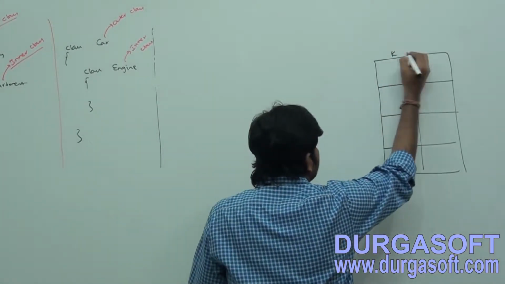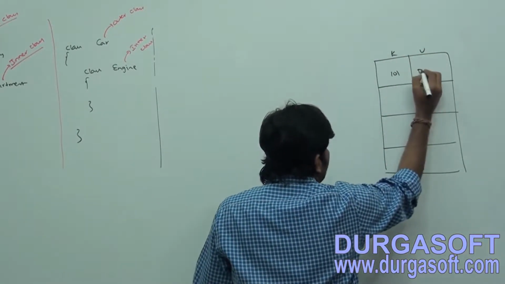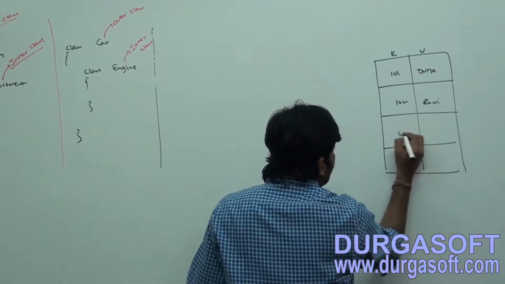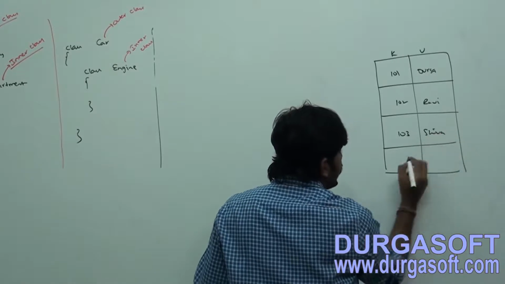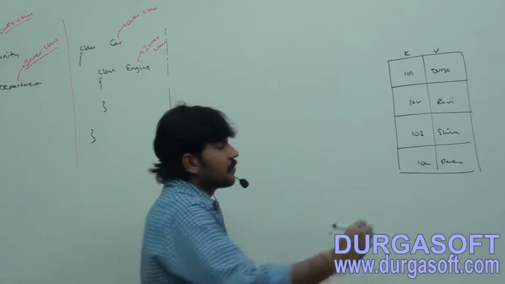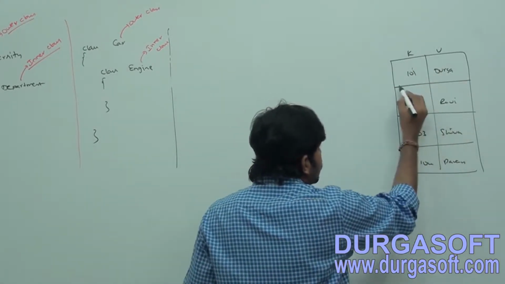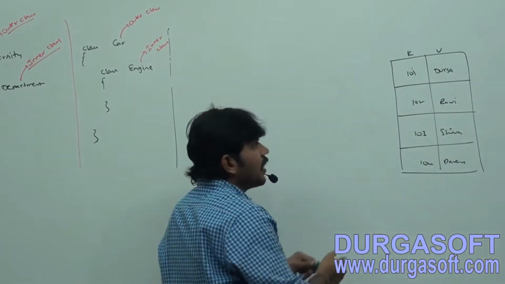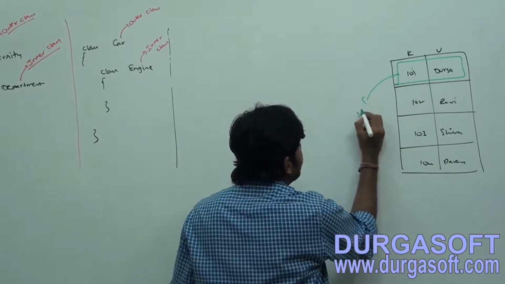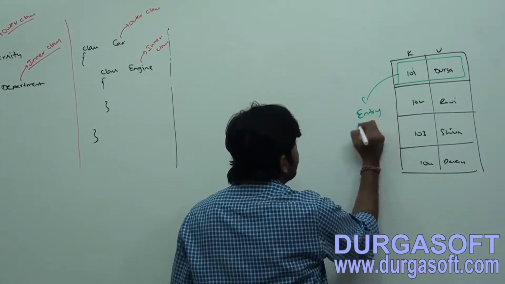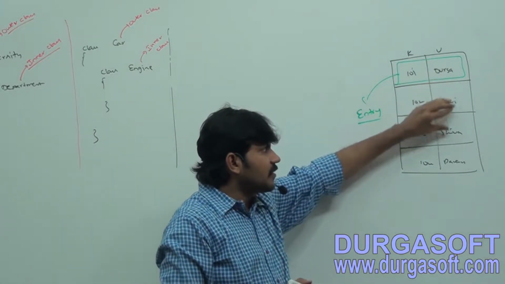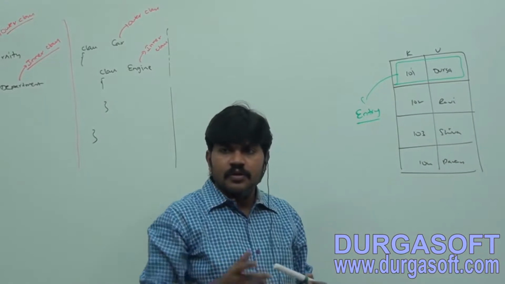Sir, this is the key and this is the value. 101 some Durga, 102 some Ravi, 103 some Shiva, 104 some Pavan. Like assume that. Sir, key value pair. So keys, values, and each key value pair is called what? One entry. Sir, this is the first entry, second entry, third entry, fourth entry, right?